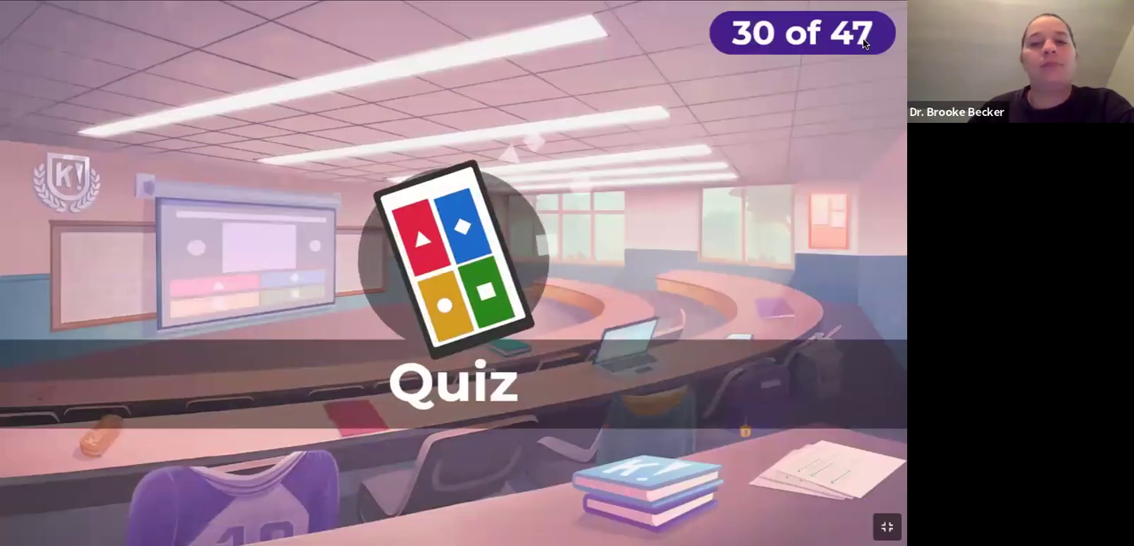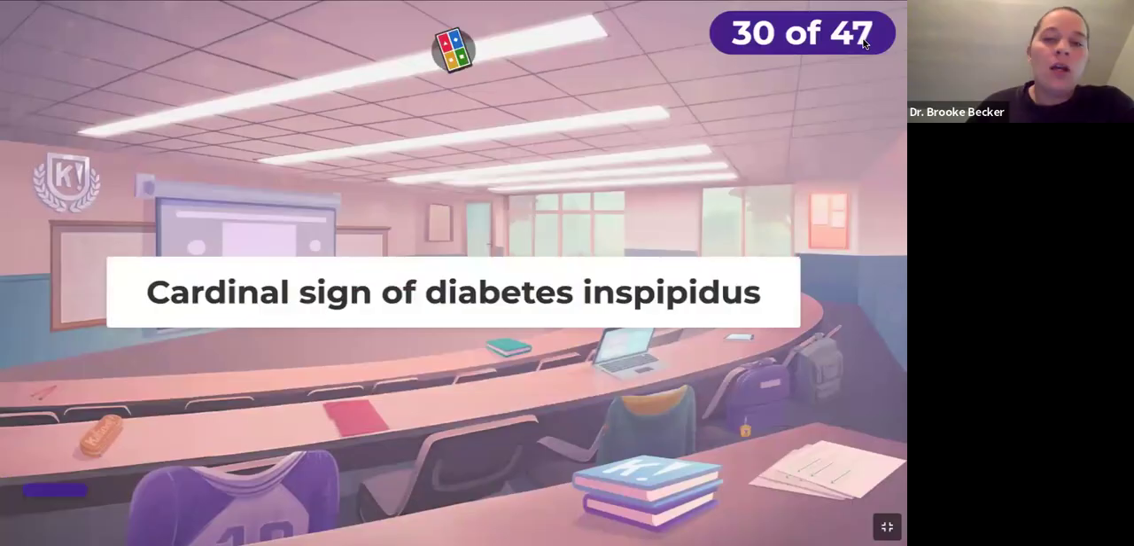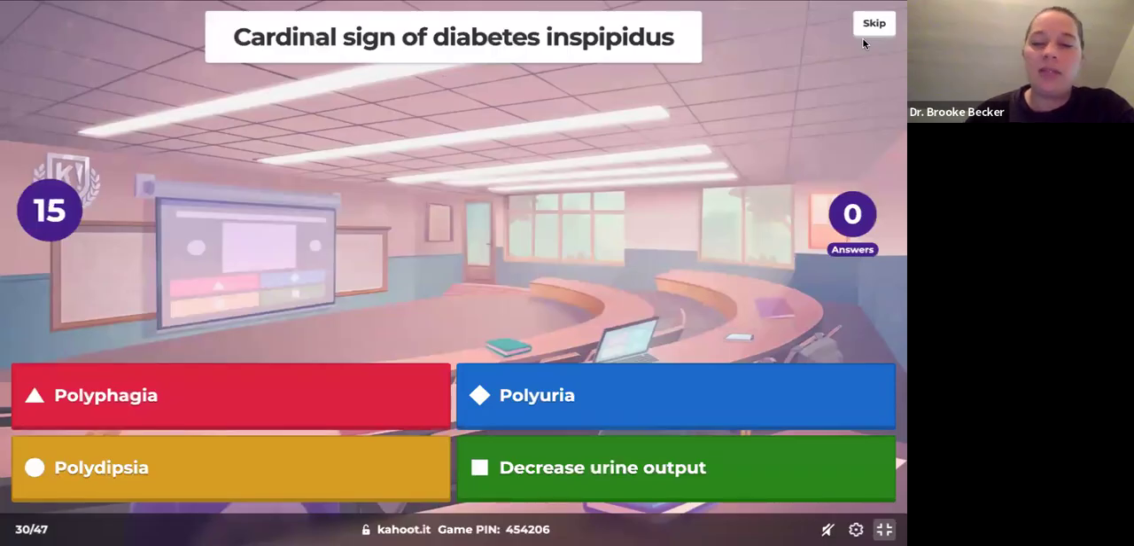Good. Multiple select. Cardinal signs of diabetes insipidus: polyphagia, polyuria, polydipsia, decreased urinary output.